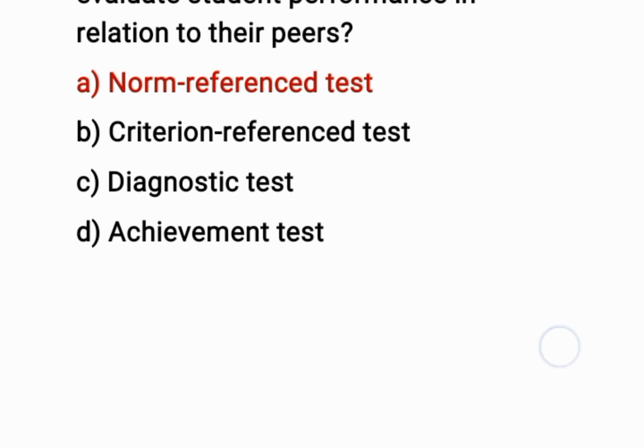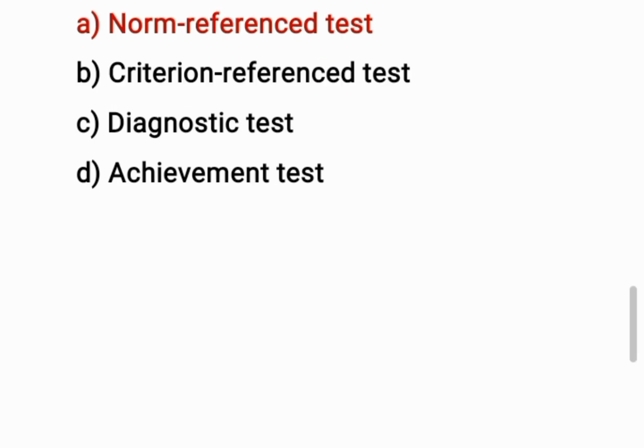Okay, question number 11. What type of test is used to evaluate student performance in relation to their peers? The correct option is norm reference test is used to evaluate student performance in relation to their peers.